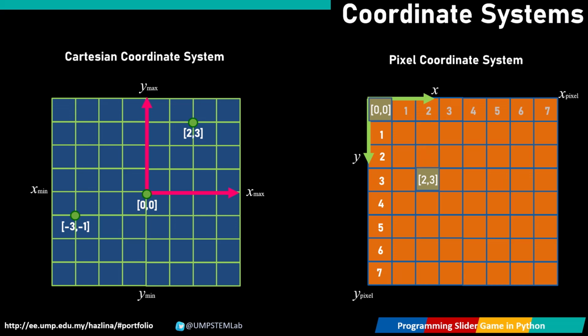Let's do a quick comparison. Here's our Cartesian grid again. With Cartesian coordinates, 2, 3 takes us to this point. And here is our pixel grid. While in the pixel coordinate system, 2, 3 leads us to this precise pixel. So, in summary, while Cartesian coordinates give us an abstract position based on units, pixel coordinates deal with the actual pixels on our screen.